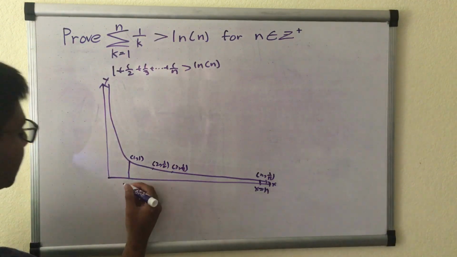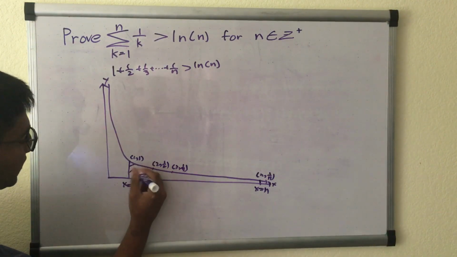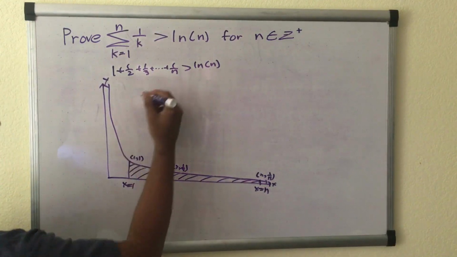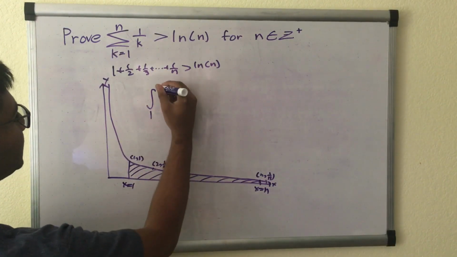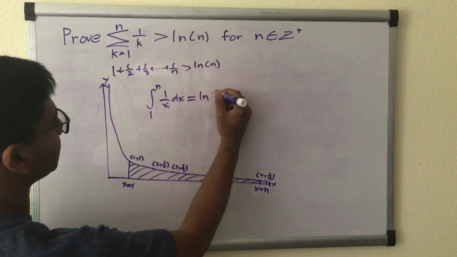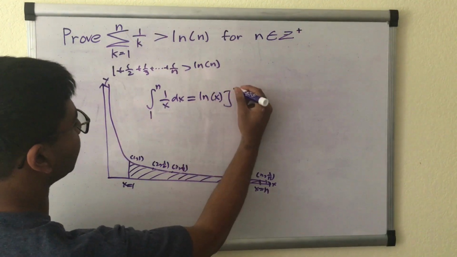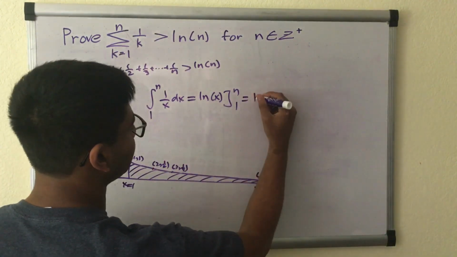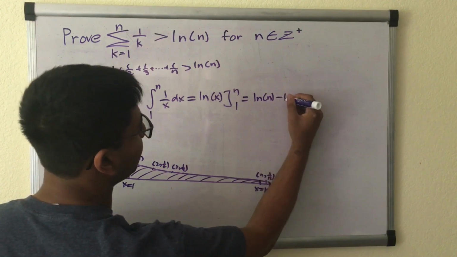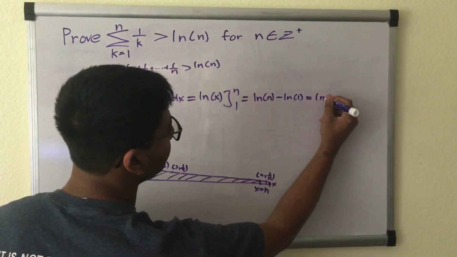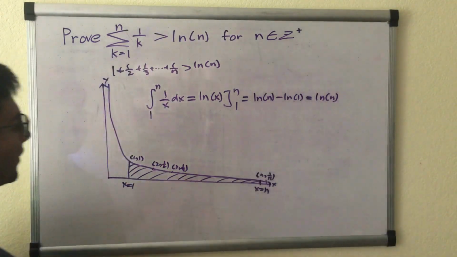So what we're first going to do is estimate the area under the curve from 1 to n. And we can do this with a simple integral. So this is the integral from 1 to n of 1 over x dx. And the antiderivative is ln x. I'm not drawing absolute values because everything's positive here. So this leaves us with the natural log of n minus the natural log of 1. This is 0 because e to the 0 is 1. And we are left with natural log of n.